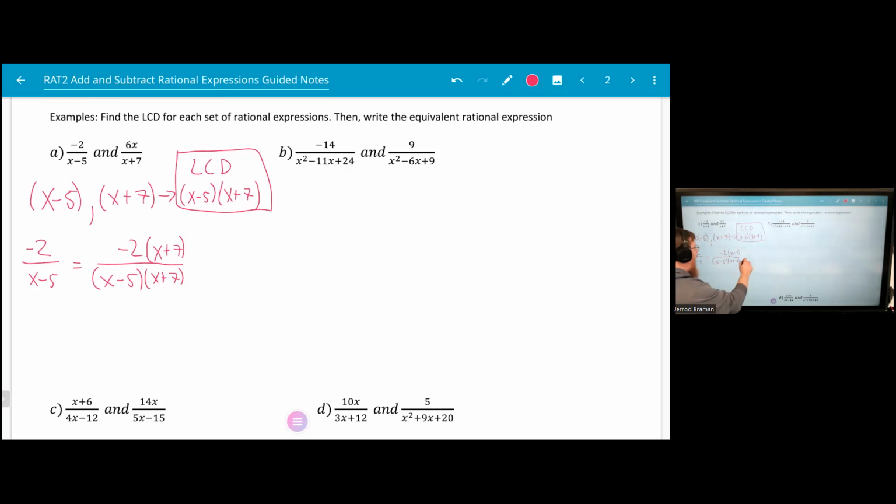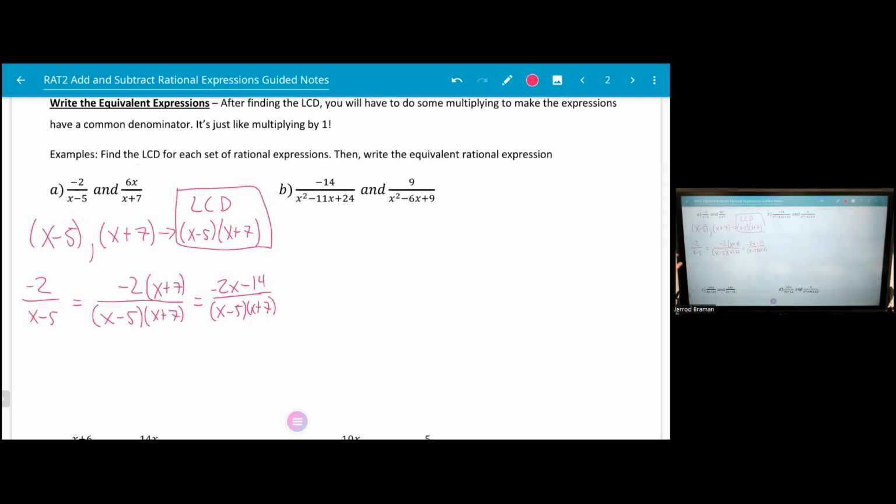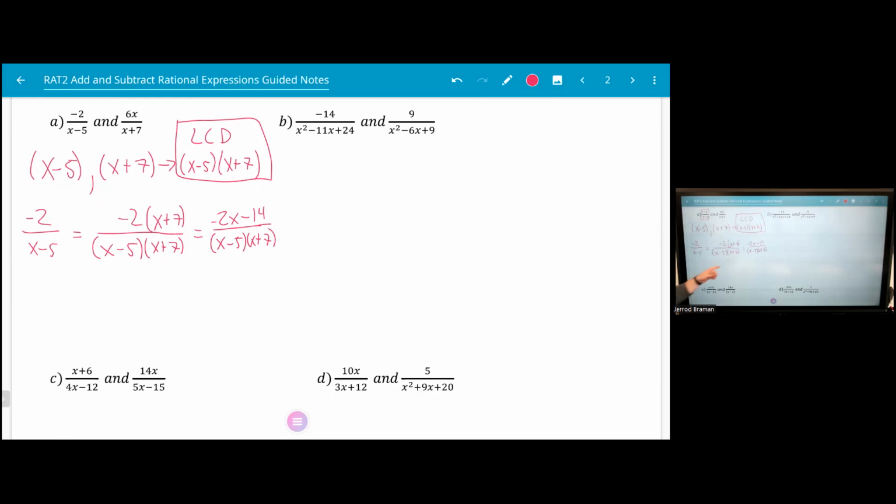We'll distribute the top: -2x minus 14 divided by x minus 5 times x plus 7. All right, that's our first one. We've written this in what we call, once again, an equivalent expression. This right here, negative 2 divided by x minus 5, is the same as negative 2x minus 14 divided by x minus 5 times x plus 7. Those are the same things, technically, right?